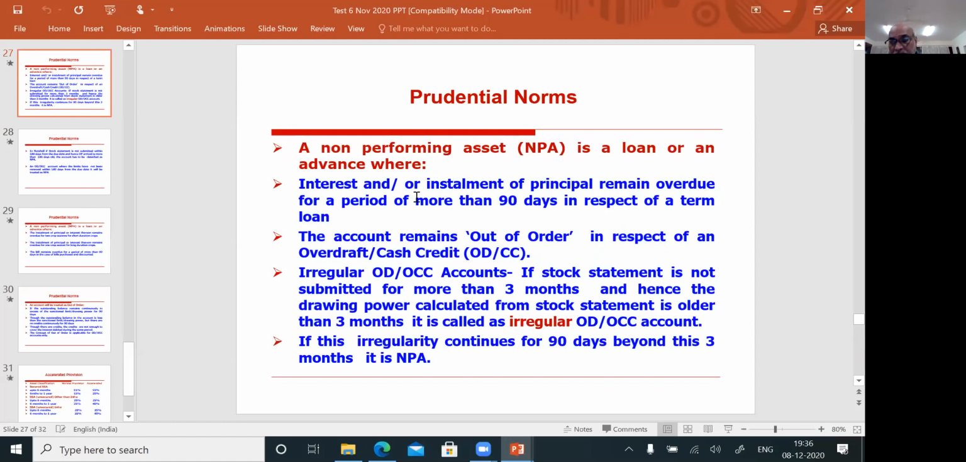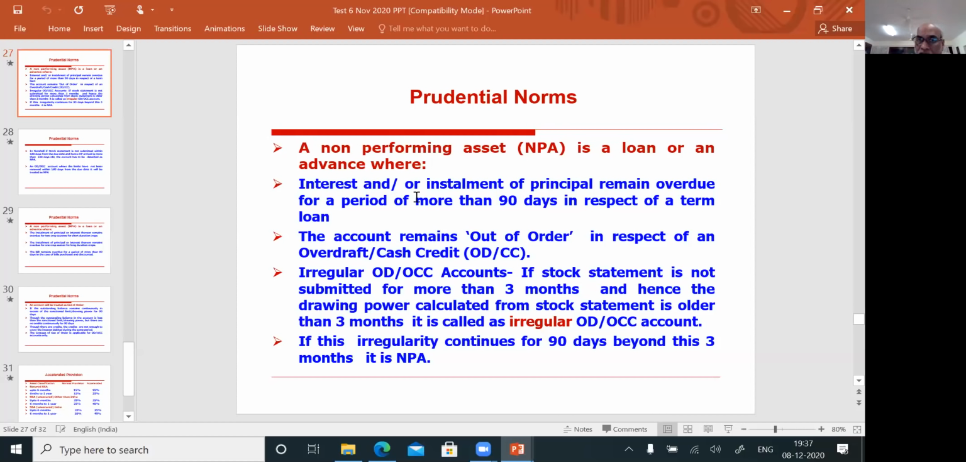That is, the limit liability continues to be more than the limit or drawing power for 90 days. Second, even though the liability is less than the limit, there are no credits continuously for 90 days. Third, there are credits, but the credits are not sufficient to cover the interest debit during the quarter. That is also out of order. If any one of these three happens, the account will be classified as out of order.